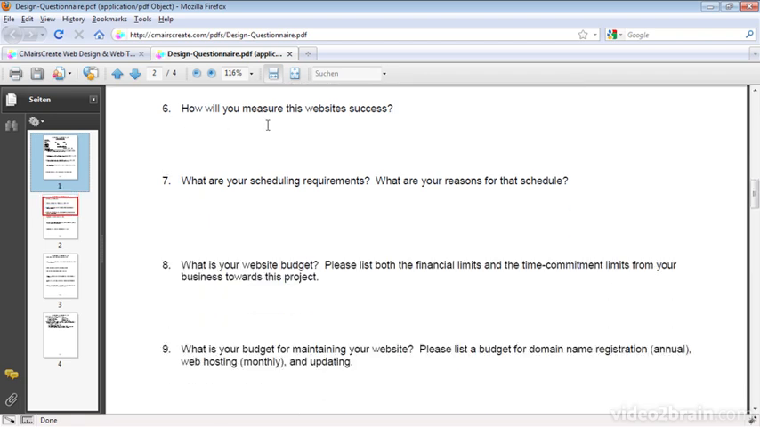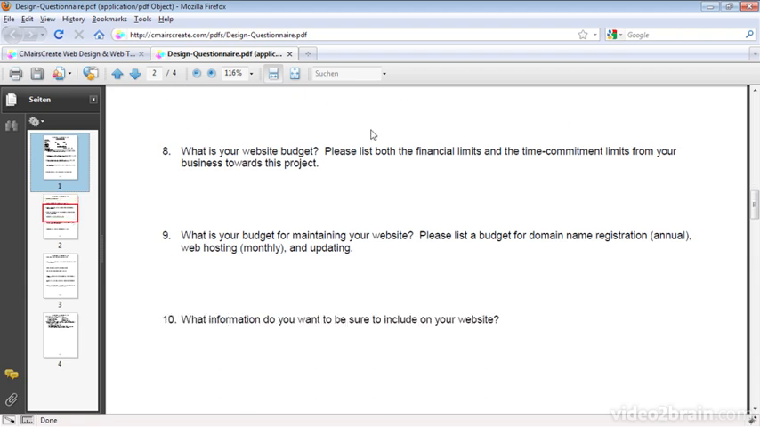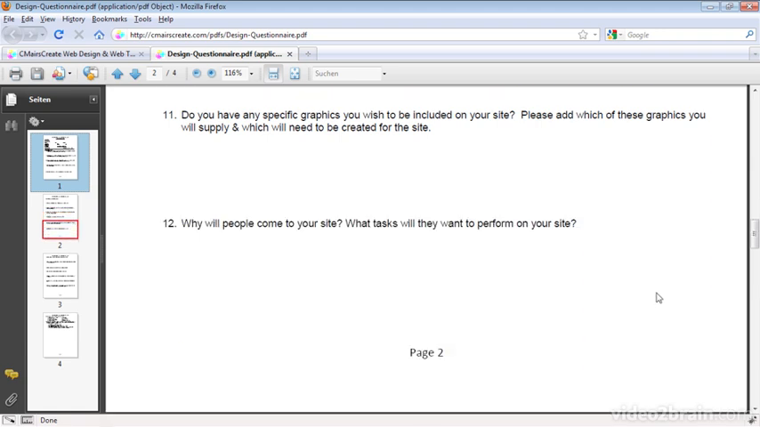Number 6 here is an important one. How are you going to decide if the website succeeded? In other words, did I do a good job or not? And I ask that question because some people think that just because they put up a website, they write down, we're going to get so many hits per day, and all of this other information that's not realistic. You don't instantly, the day after a website goes up, get a whole ton of people coming to your website. So I try and fine-tune that because there are a lot of expectations that people have of what their website will do for them. And then we get into scheduling, budget, information, who's going to provide what.